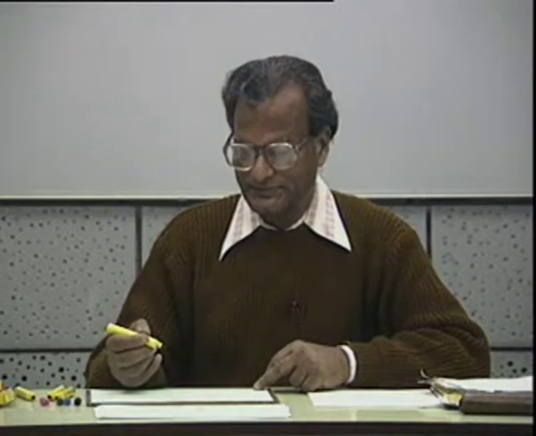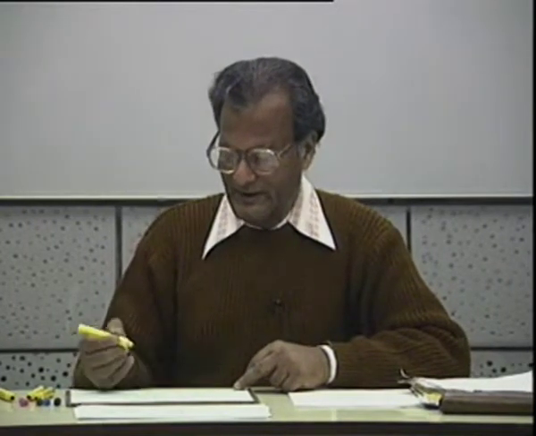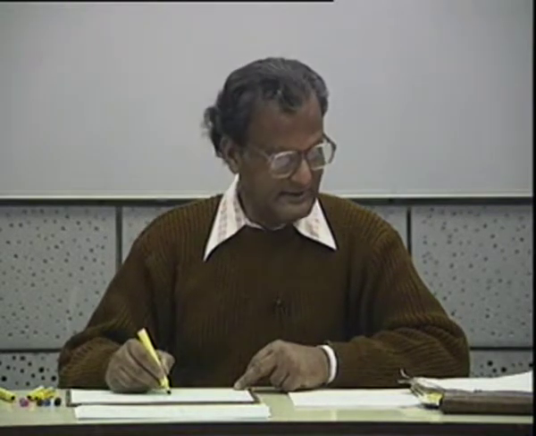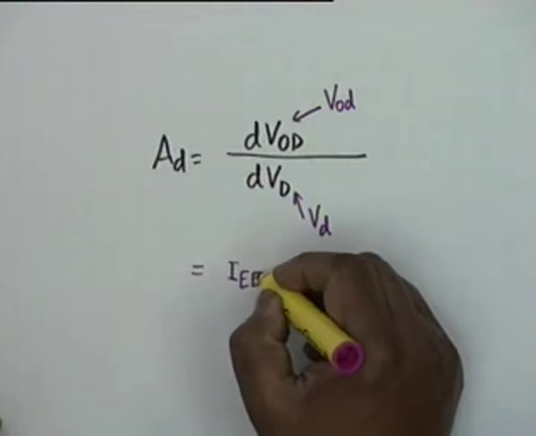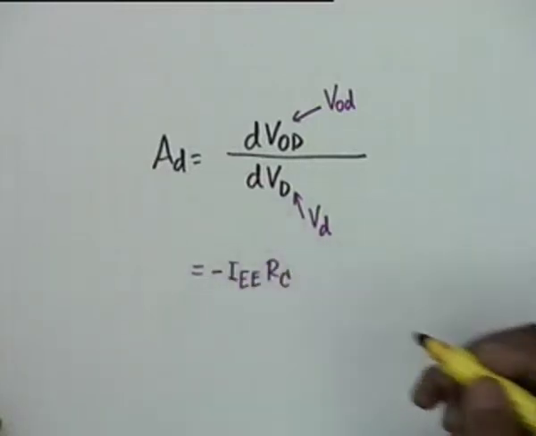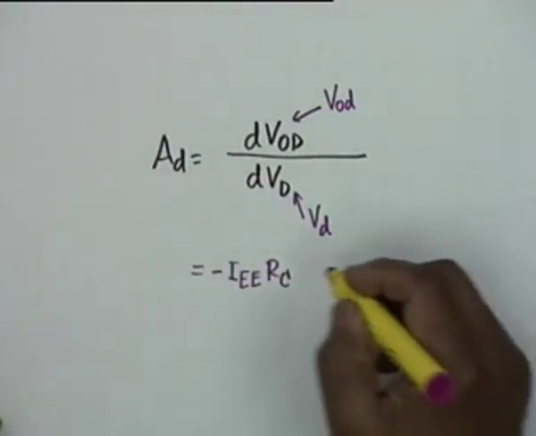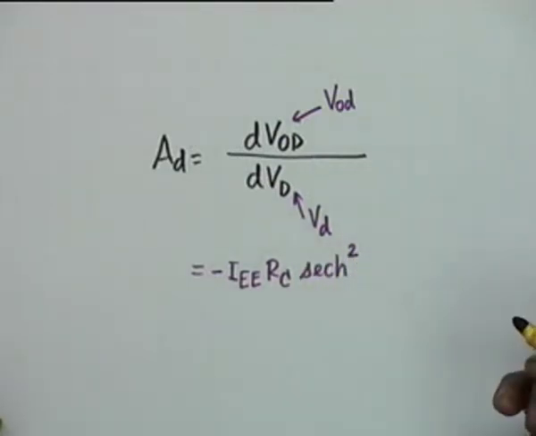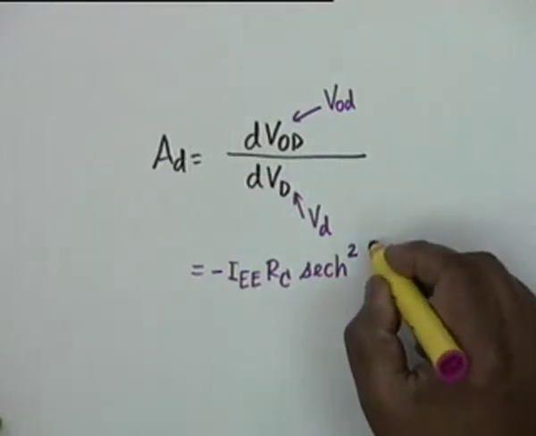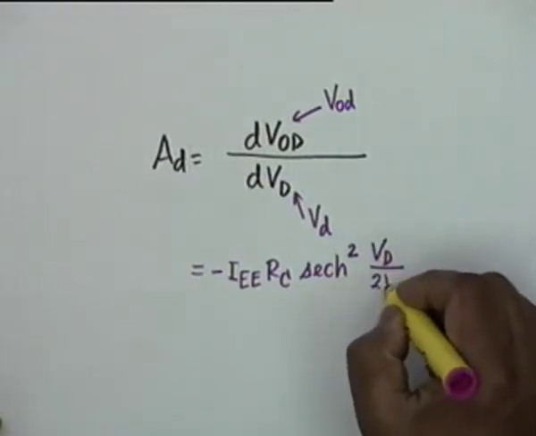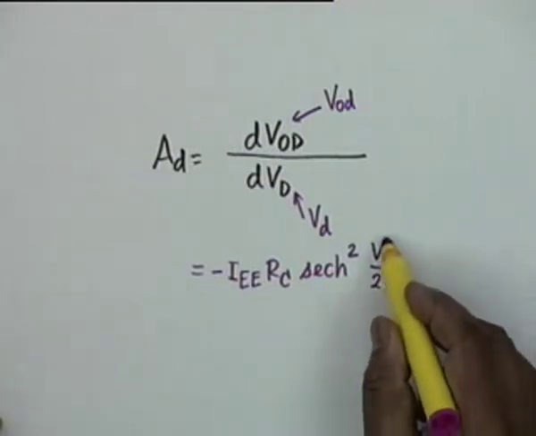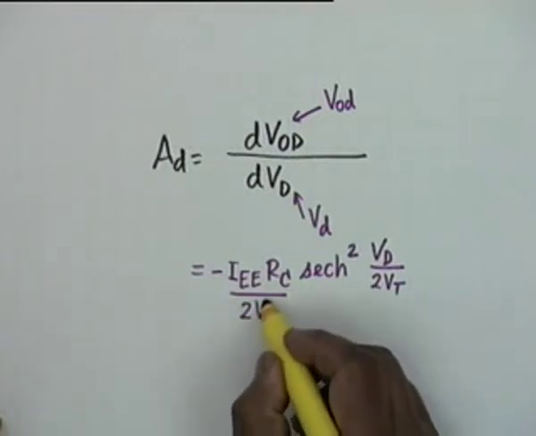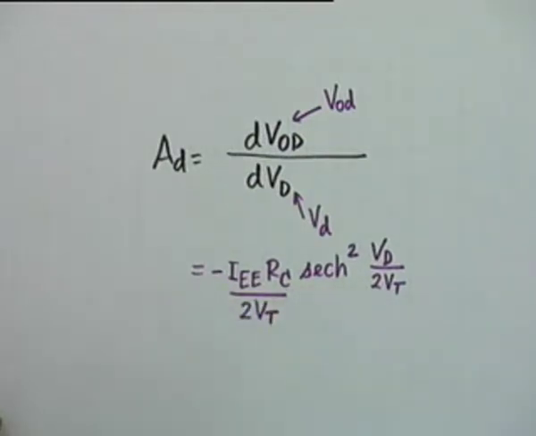That is, if I differentiate VOD with respect to VD, what do I get? I get I sub EE minus RC, tan hyperbolic differentiation gives sec hyperbolic squared of VD by 2 VT, and then this has to be differentiated with respect to VD, so 2 VT shall come here. Agreed? This shall be the gain.